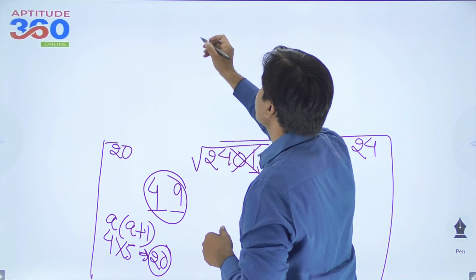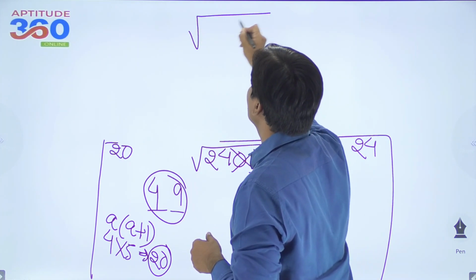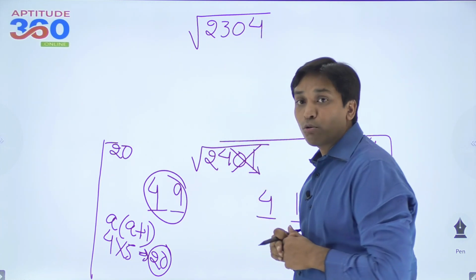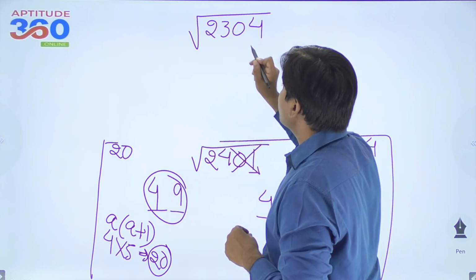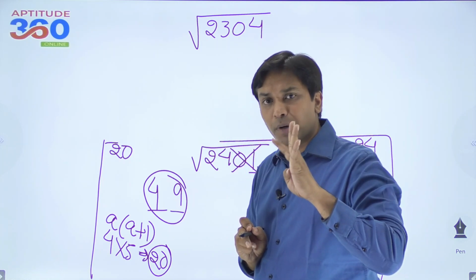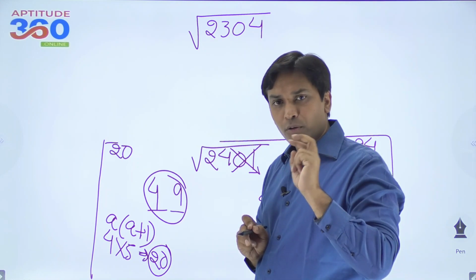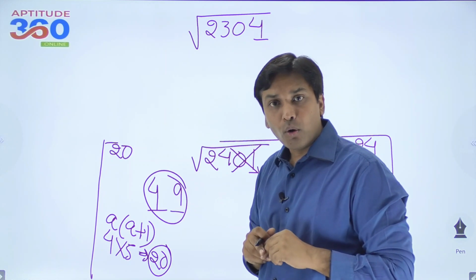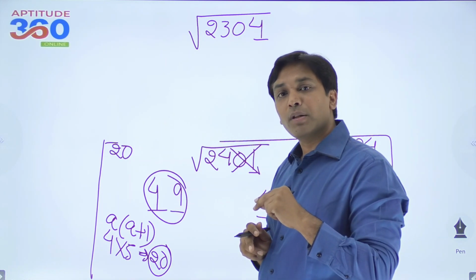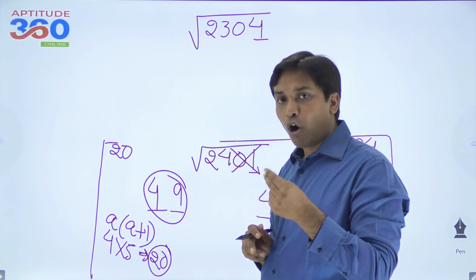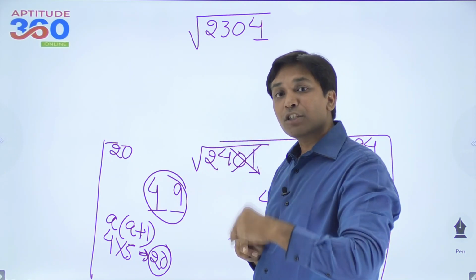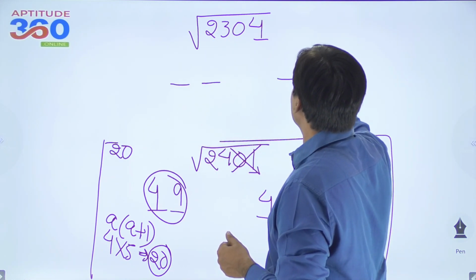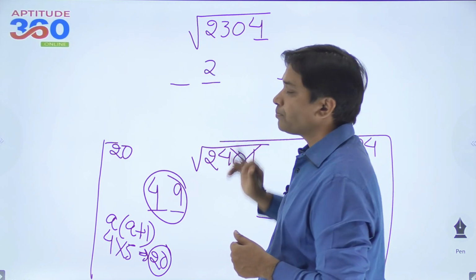I have got another example. Say I need to find out the square root of 2304. Now 2304 is a 4-digit perfect square number, so its square root will be a 2-digit number. Point number 2 is that because this ends with 4, the last digit of the square root will be 2 or 8, because 2 square is 4 and 8 square is 64. So this will be either 8 or 2.